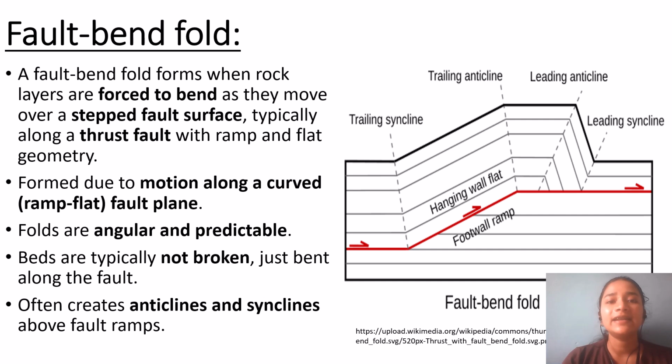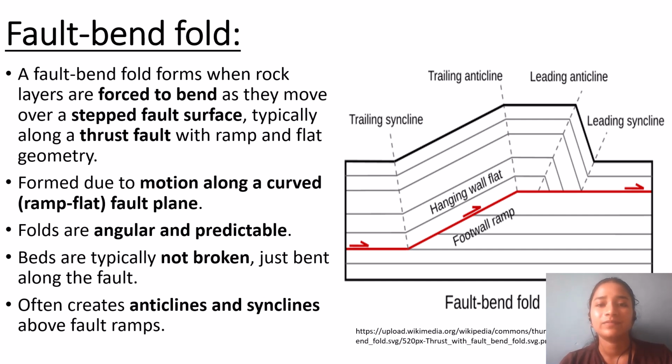Then, let's get to know about leading and trailing anticlines. So, in a fault bend fold, the terms leading and trailing refer to the position of the folds relative to the movement direction over the ramp. The leading anticline forms in front of the ramp, in the direction the rock layers are moving. The trailing anticline forms behind the ramp as the rock layer adjusts after bending over it. Similarly, we get leading and trailing synclines. These features are symmetrical around the ramp and help us understand how the layers have been deformed during the thrusting.